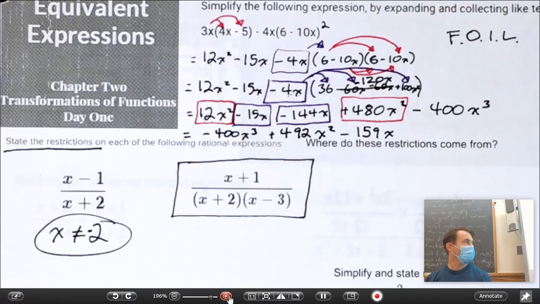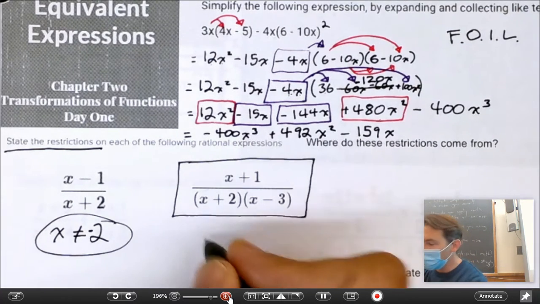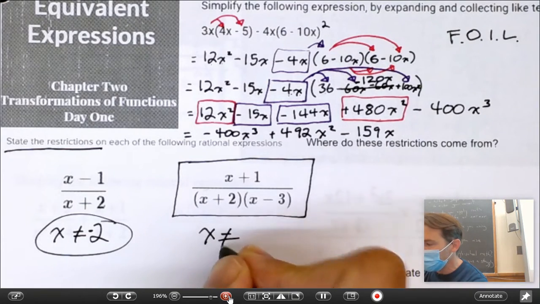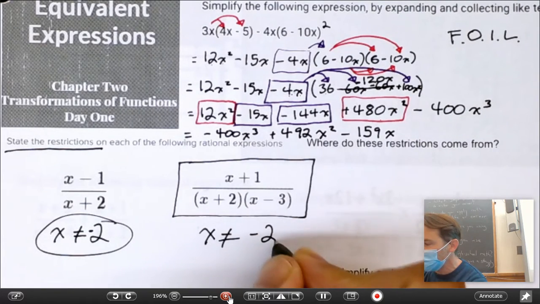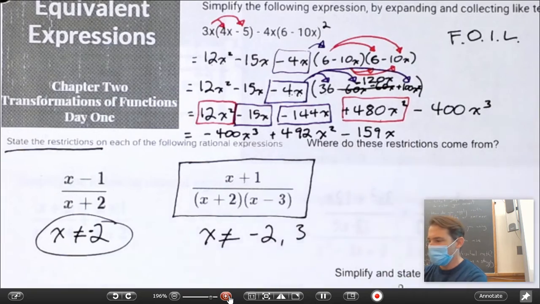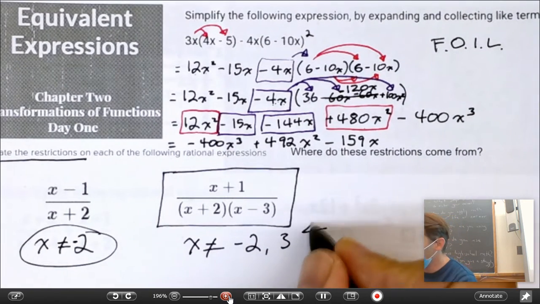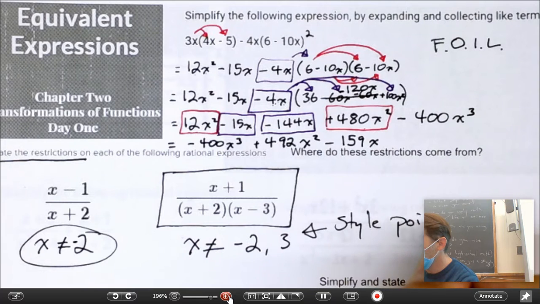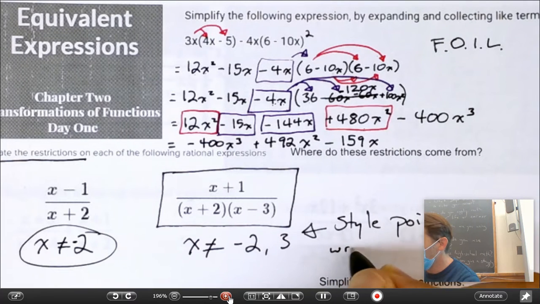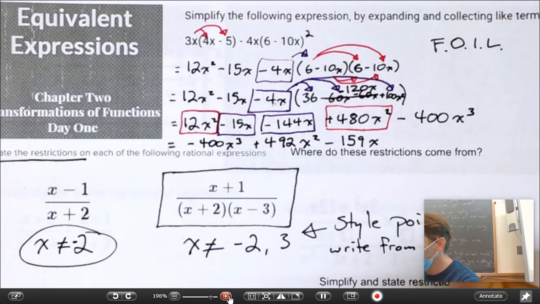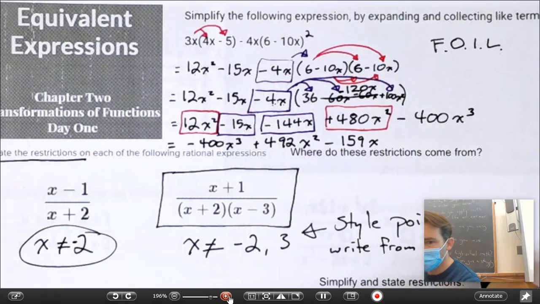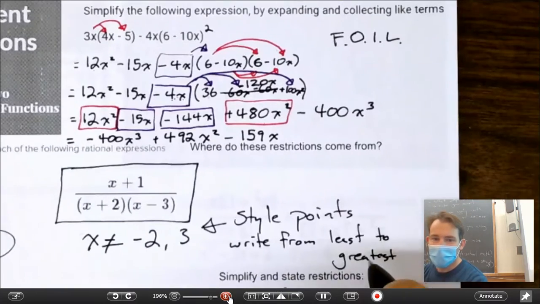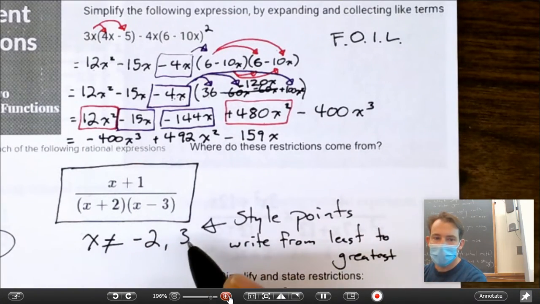Alina? Yes, x is not allowed to be, so we say x is not equal to negative 2 and 3. And for style points, write them from least to greatest. There. For style points, you can write your restrictions from least to greatest.